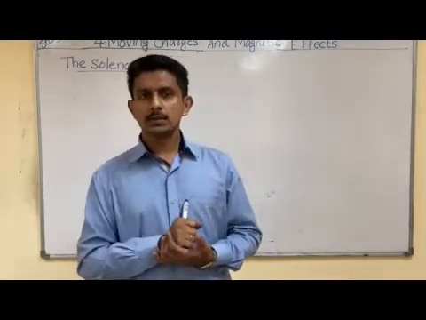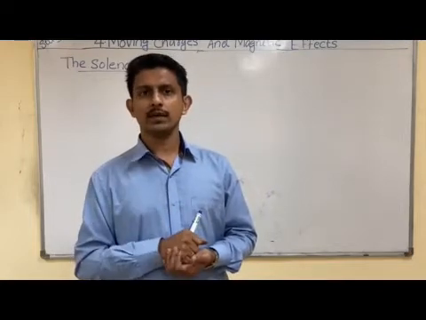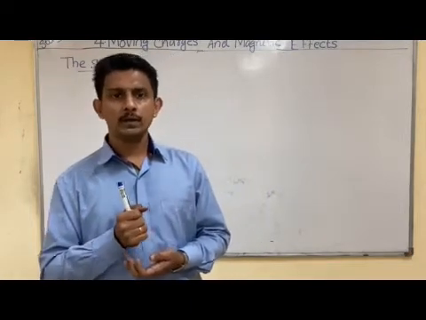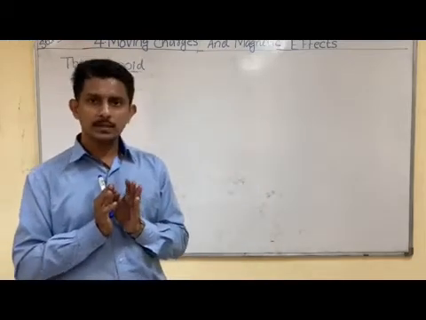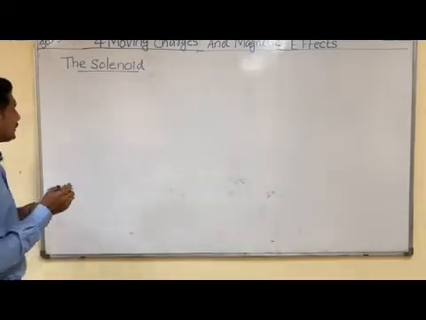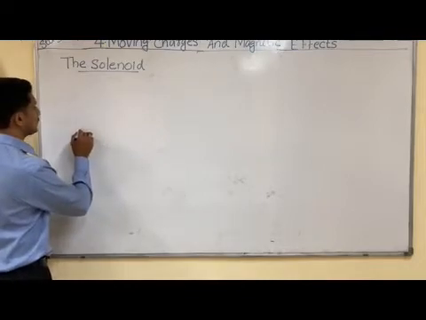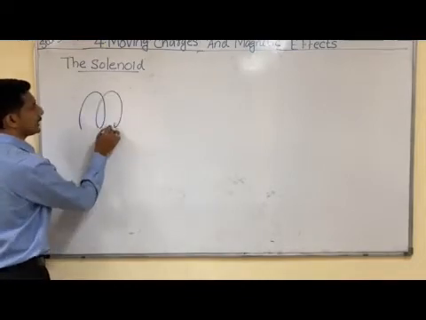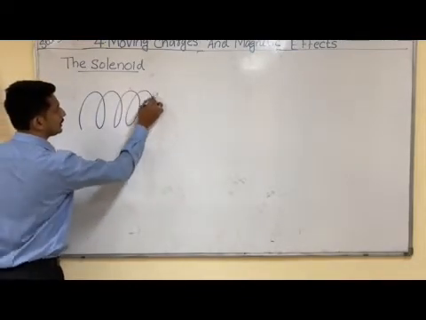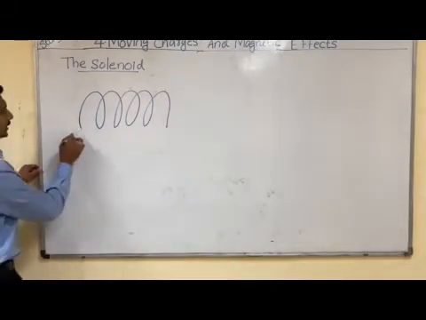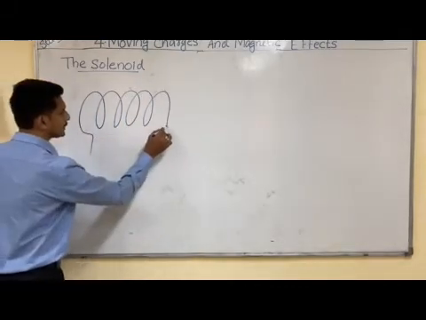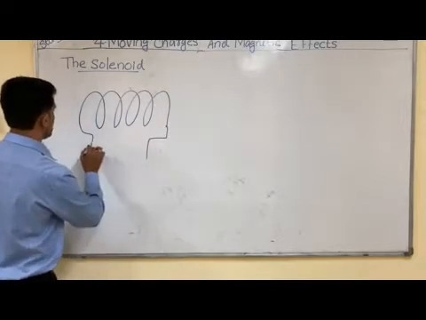Solenoid means a large number of turns of a wire wound in the form of a cylindrical shape. Such an arrangement of a coil is known as a solenoid. We can consider the situation like this: a large number of turns of insulated wire wound in the form of a cylindrical shape. This is how we can consider a solenoid.